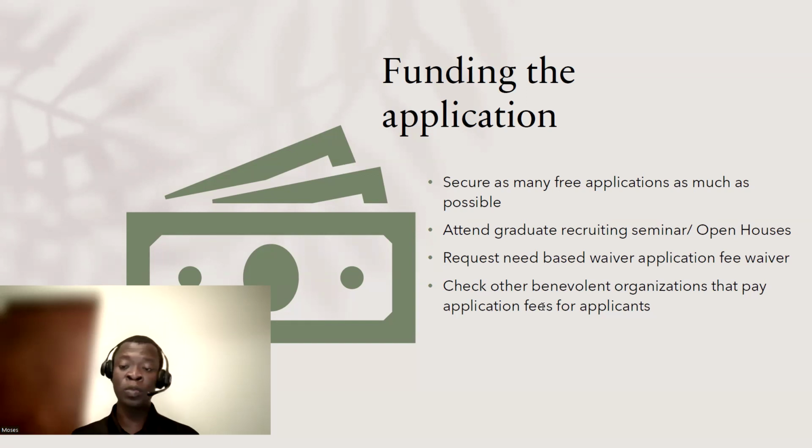Second one, attend graduate school seminars. Stay in touch with me, I'm going to give you some of them. Then request, even if you don't qualify for what is stated online, request and tell them that you cannot pay because of this or that. Write an email to the graduate school, and also to the department. Maybe the department might not give you, but the graduate school might give you. Maybe the graduate school might not give you, but the department might give you.